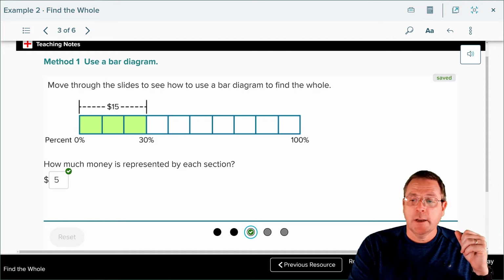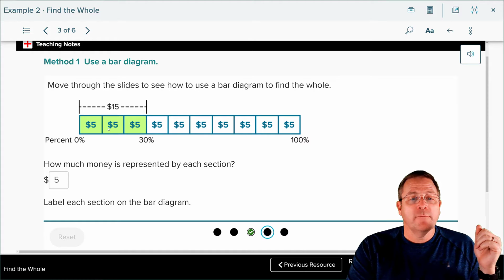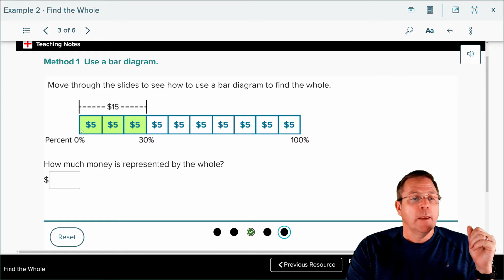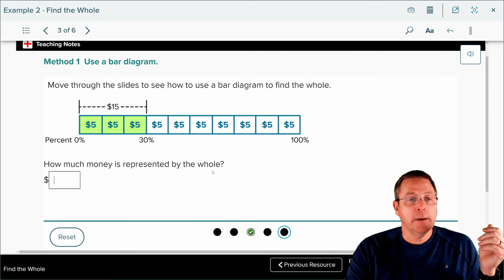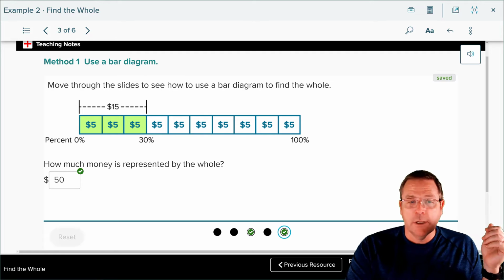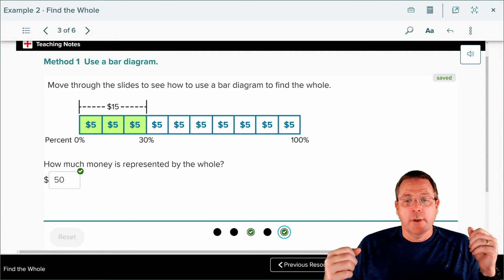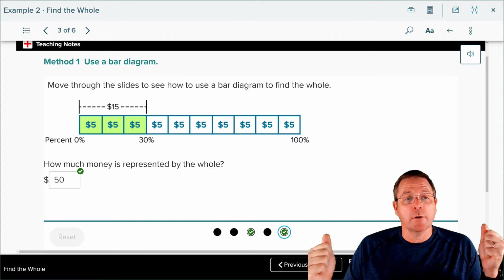That part checked. Now we're going to put 5s into all of the little squares or rectangles here. And with that we can find out, well, how much was the total cost of the sweater. You would take and add up all those 5s, or you could multiply 5 times 10. The total cost would have been $50. Hit your check again, and there you have the total cost of the original price of the sweater.